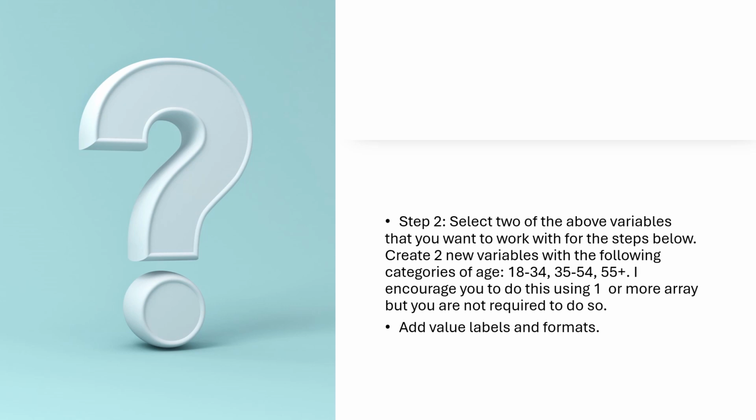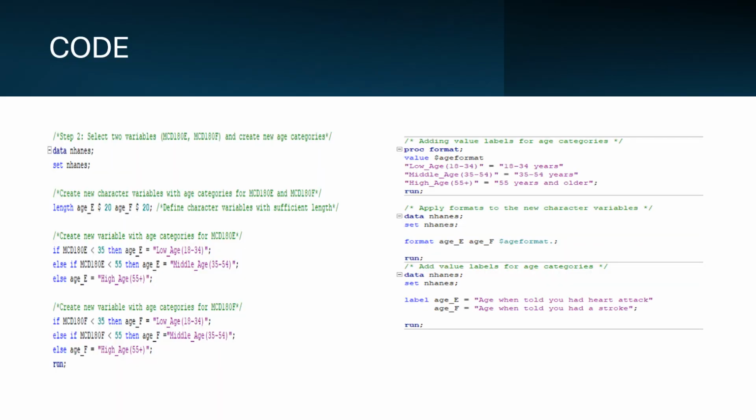Now in step 2, we need to select two variables from that table, and we need to create two new variables with the following categories of the age: 18 to 34, 35 to 54, and 55 plus, and we need to add values and formats in that. And these are my codes for this, for step 2.